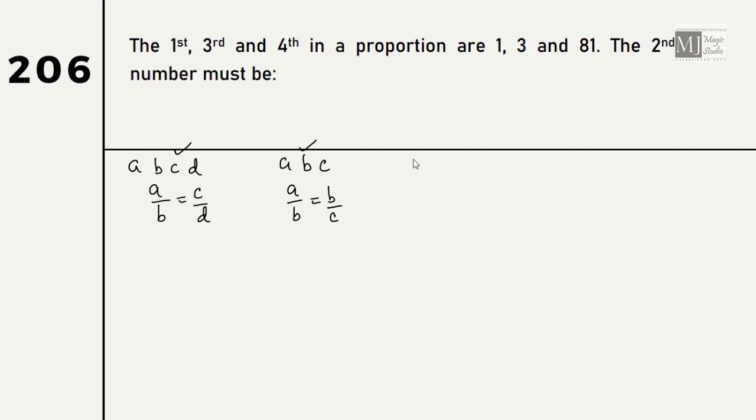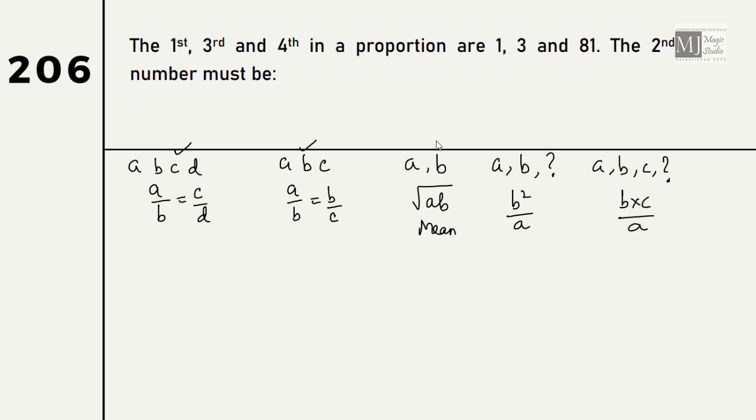Or a question may be asked, what is the mean proportion between A and B? It is root over AB. What is the third proportion to A and B? Third proportion is B square by A. What is the fourth proportion to A, B, C? Fourth proportion to A, B, C is B into C by A. These are the popular set of questions asked in proportion.